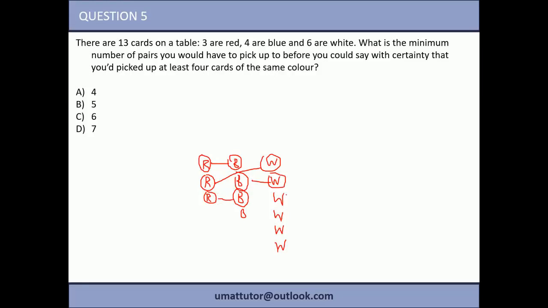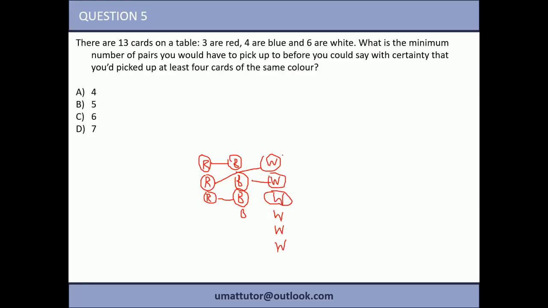Now the next pair is tricky because we'll pick a white. That's fine. That's just the 3rd white we've picked. But you can see whenever we pair this white with something, we're going to get a 4th of a particular color. So if we pair this white with a blue, then we'll have 4 blues picked up. If we pair it with another white, then we'll have 4 whites. So it doesn't really matter which way we go. At this point, this is the pair where you will definitely have 4 cards of at least one color.